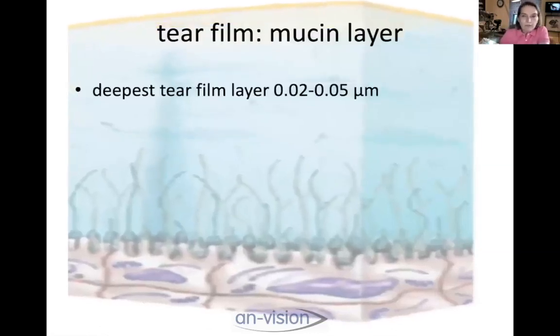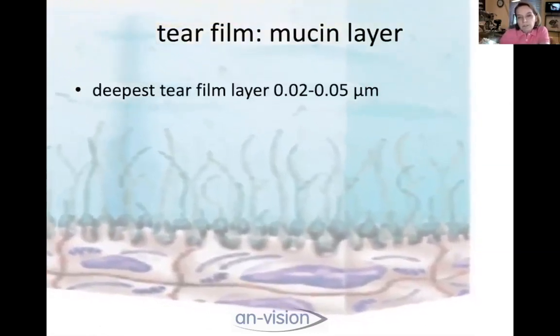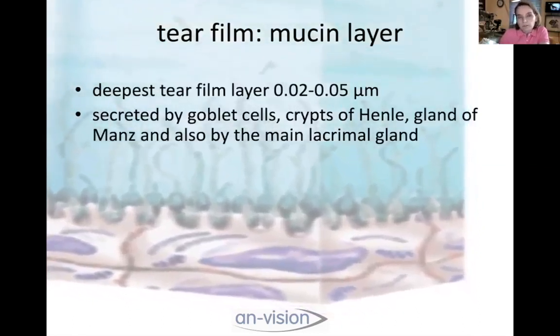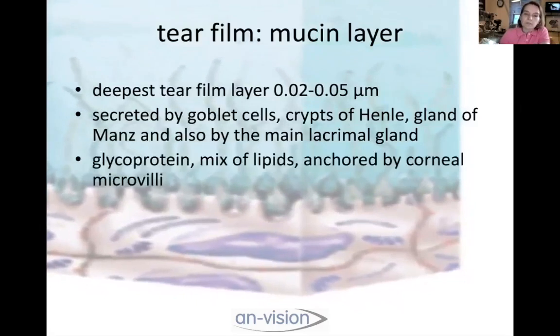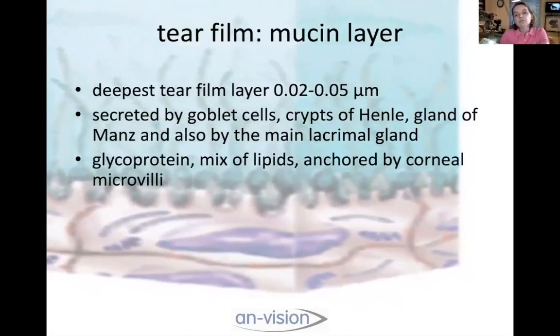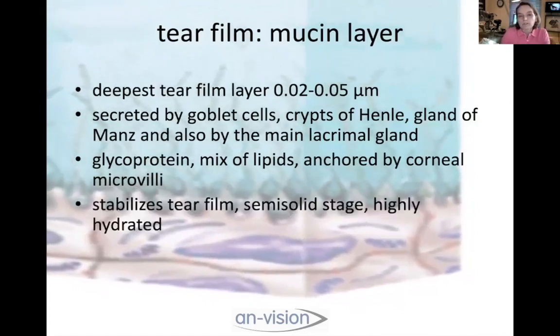So the mucin layer, I'm going to talk about the different layers quickly. The mucin layer, that's the deepest layer that is attached to the cornea. And it's very thin, as you see. It's secreted by the goblet cells and by some other structures in the conjunctiva. And also the main lacrimal gland contributes a little bit to that. It contains glycoproteins, some lipids, and it's anchored to the cornea by microvilli. And that's important if you imagine that the corneal microvilli are not anatomically there because they're abraded or they're sick, then the whole tear film will just slip away because it's not anchored.